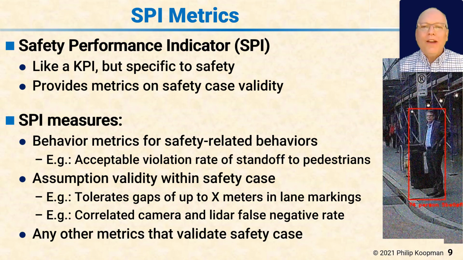Or, for example, you might assume that there's a certain very low false negative correlated rate between camera and LiDAR returns. Well, that's an assumption, and you won't really know if it's true unless you measure it over operational life and find out how it really turns out. So you want a SPI for that.